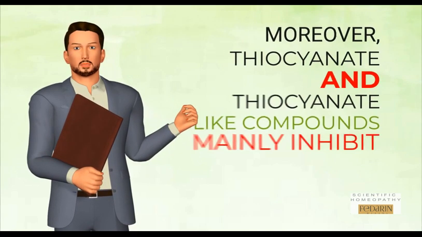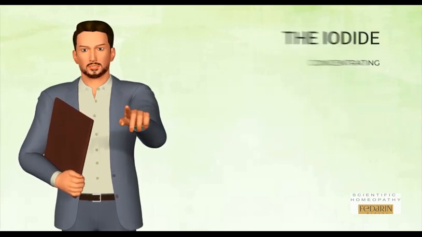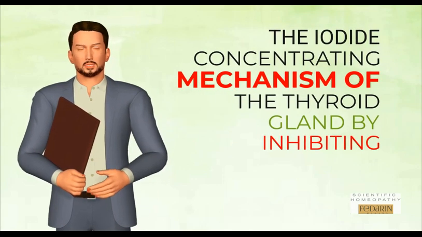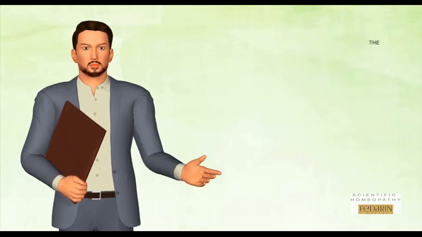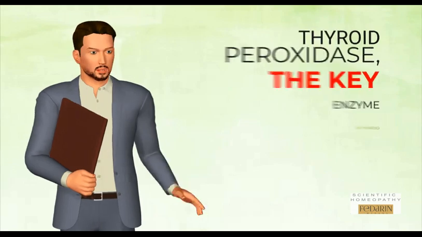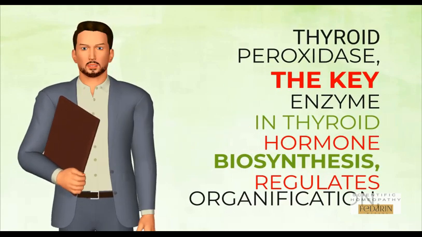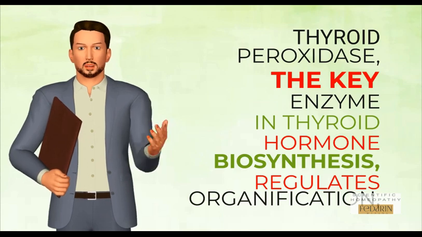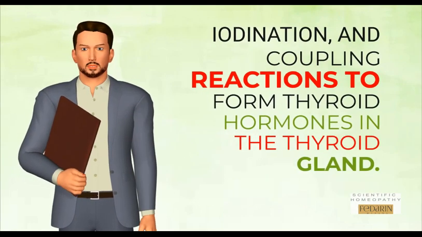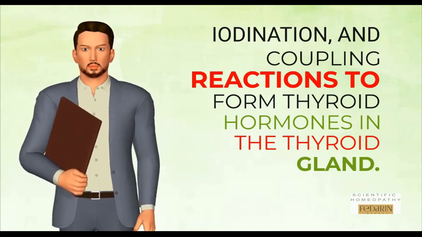Moreover, thiocyanate and thiocyanate-like compounds mainly inhibit the iodide-concentrating mechanism of the thyroid gland by inhibiting the unidirectional clearance of iodide from the gland. Thyroid peroxidase, the key enzyme in thyroid hormone biosynthesis, regulates organification, iodination, and coupling reactions to form thyroid hormones in the thyroid gland.